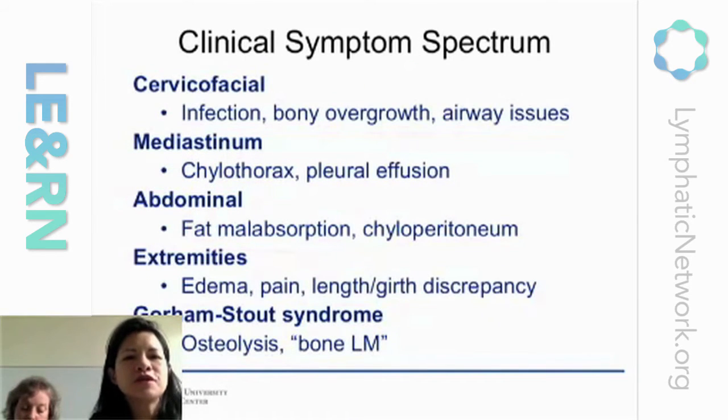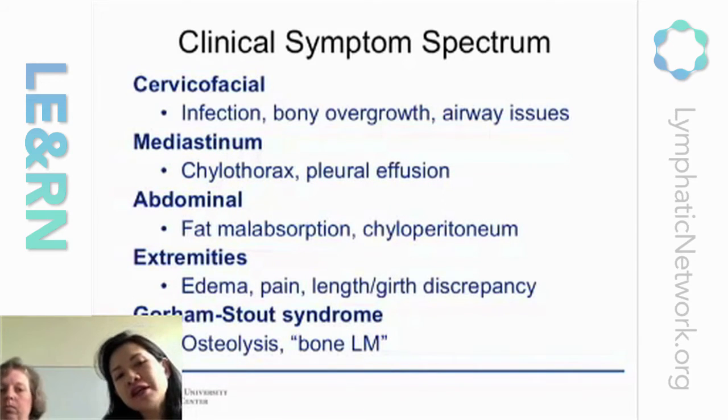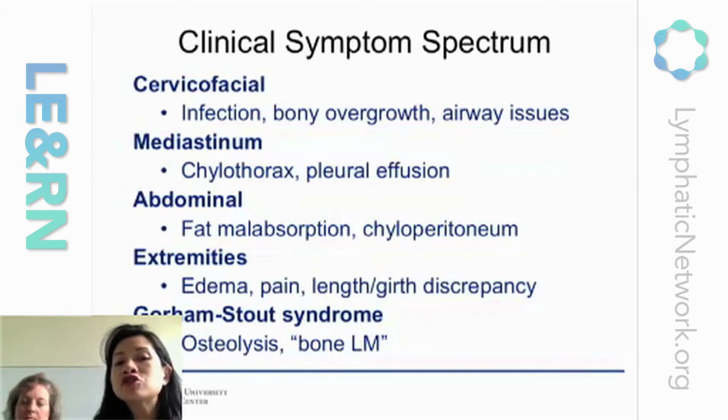So in terms of clinical symptoms experienced by patients with LMs, it really depends on where in the body the LM is. For instance, if you have an LM in the cervicofacial area, you worry about infection, you worry about bony overgrowth in the jaws, malocclusion and dental issues, and if it is on the floor of the mouth, around the tongue or throat, you have to worry about airway issues and breathing.